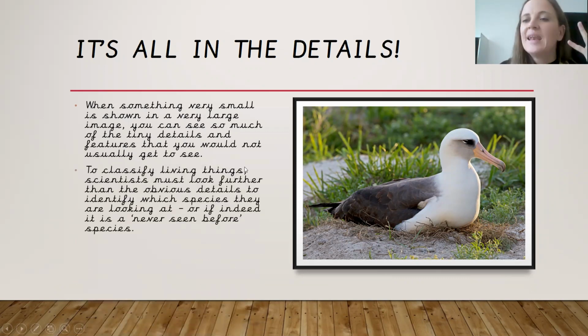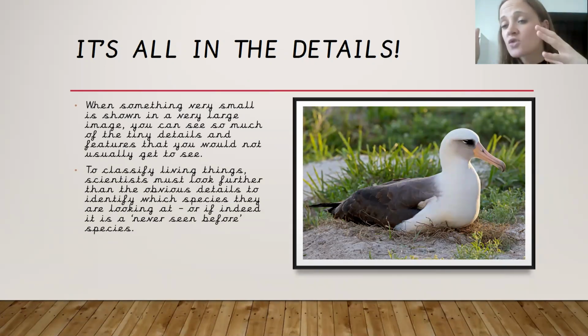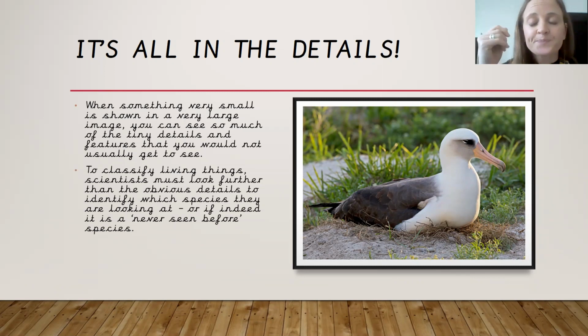To classify living things, scientists must look further than the obvious details to identify which species they are looking at. So sometimes we can look at something, and I'm going to use the example of an ostrich and an eagle. They both are birds, they both have two legs, they both have feathers. But ostriches don't fly, eagles do.